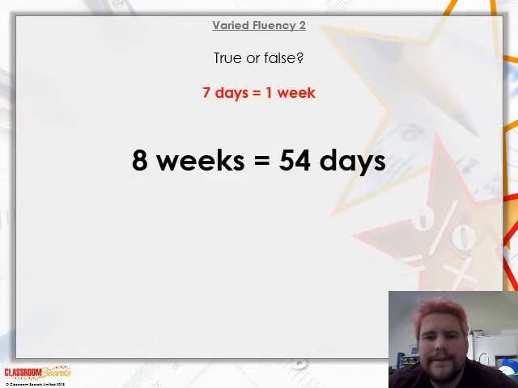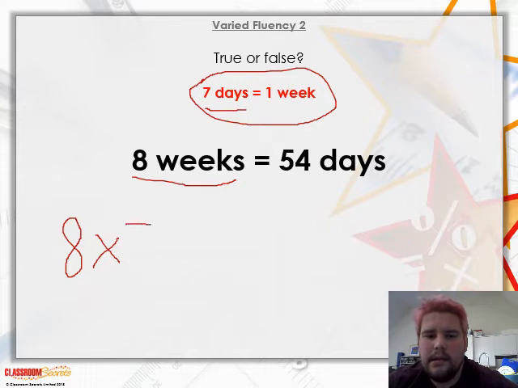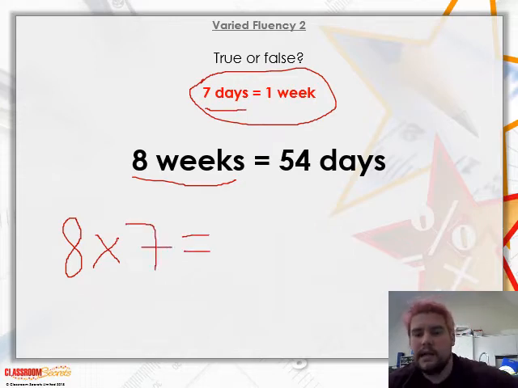True or false? 8 weeks is the equivalent of 54 days. Now, I've given you that there's 7 days in a week. We should already know that anyway. 7 days in a week, and we've got 8 weeks. So 8 lots of 1 week, and how many days are there in 1 week? There are 7 days. So 8 times 7 equals, times tables, that's for you to work out.